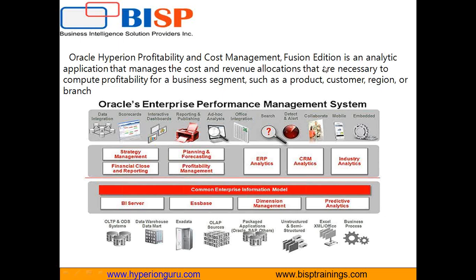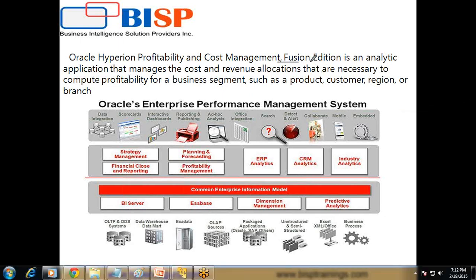HPCM is one of the products from Fusion Edition, and as it is mentioned over here, it's an analytical application which is designed primarily to manage cost and revenue allocation, which in turn helps organizations to calculate profitability. Profitability with respect to different products, different segments, different customers, different business verticals. This is what HPCM does.